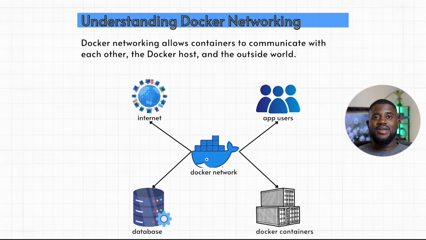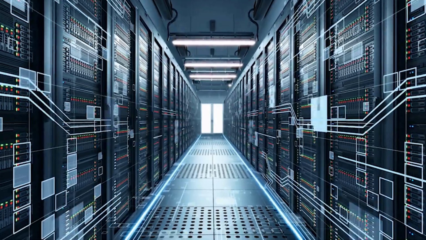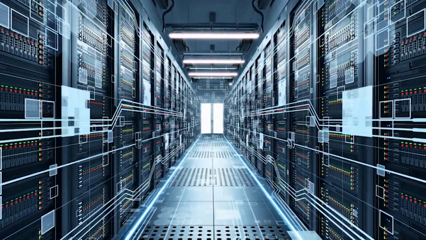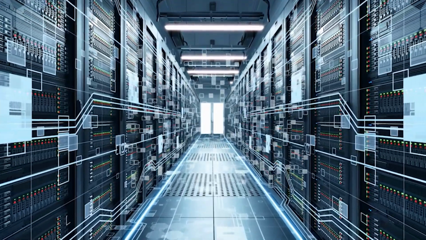First, let's talk about what Docker networking is and why it's important. Docker networking allows containers to communicate with each other, with the Docker host, and with the outside world. This communication is crucial for the functioning of containerized applications. Docker provides several types of networks, and each of them is designed for specific use cases. And understanding these network types and how to use them is key in mastering Docker networks.